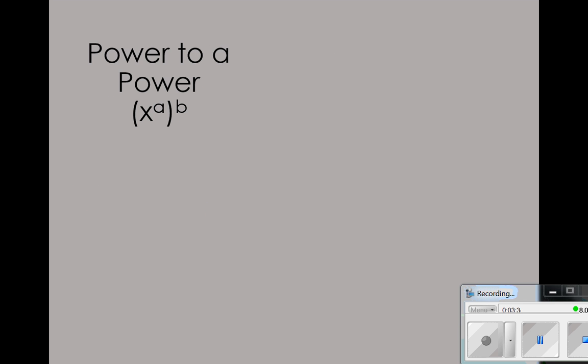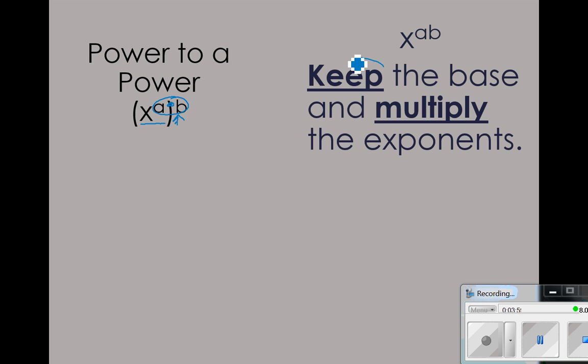The next one we're going to talk about is power to a power. That's where you have something where it's a number raised to a power and then parentheses raised to another power. And this is also where you will have one base to deal with. So we are going to keep the base and we're going to multiply the exponents. So we have x raised to the a times b. So let's write this, that we want to keep the base and multiply the exponents.